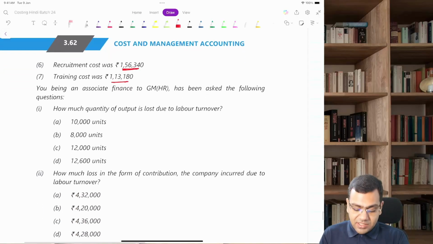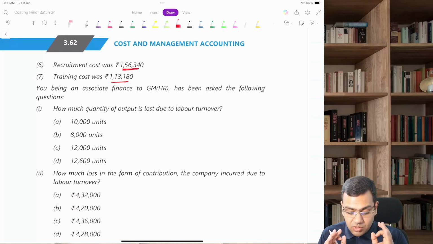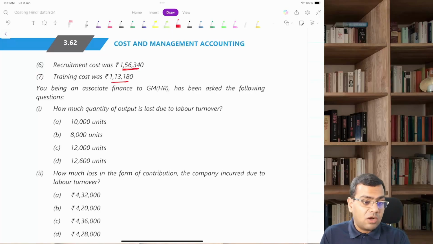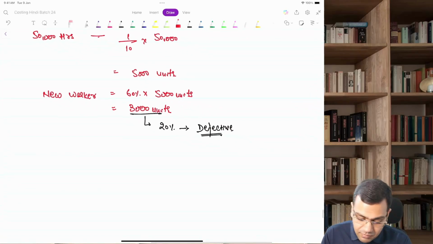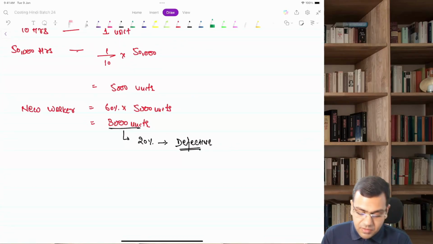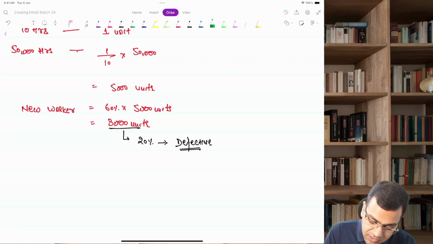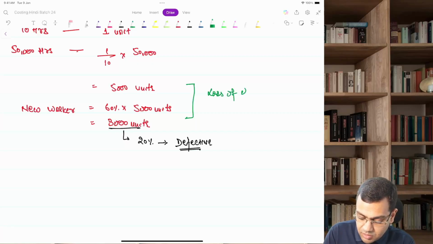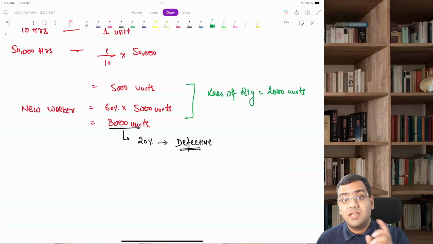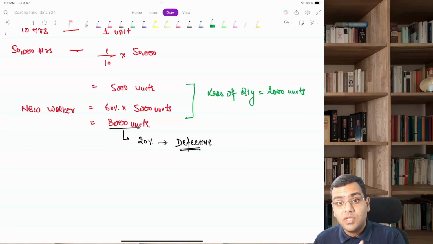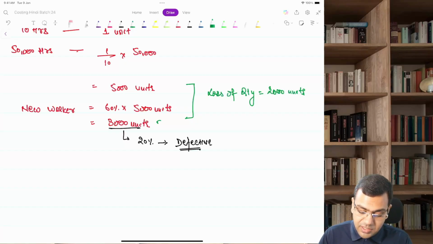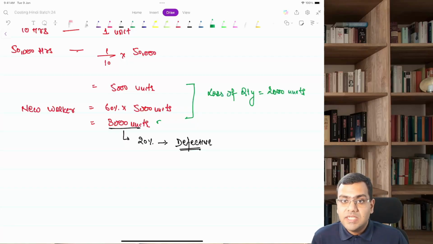You, being the associate finance to the GMHR, have been asked the following: how much quantity of the output is lost due to labor turnover? How much is the quantity lost? See here, can we say that because of the labor turnover, the loss of quantity is 2,000 units? Loss of quantity is 2,000 units because the experienced worker would have produced 5,000 units, whereas the new worker, who is appointed due to the labor turnover, is going to manufacture only 3,000 units. So there is a loss of 2,000 units, one loss.